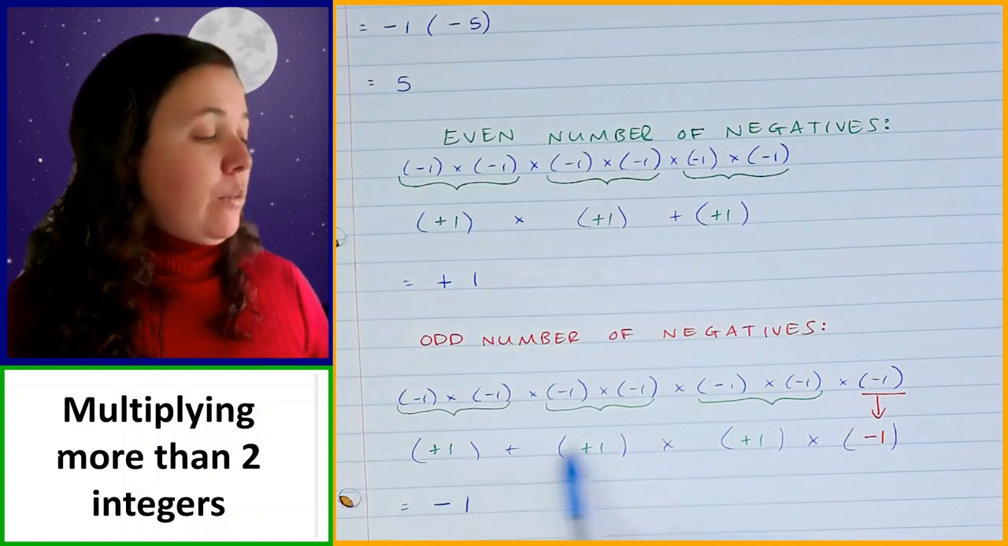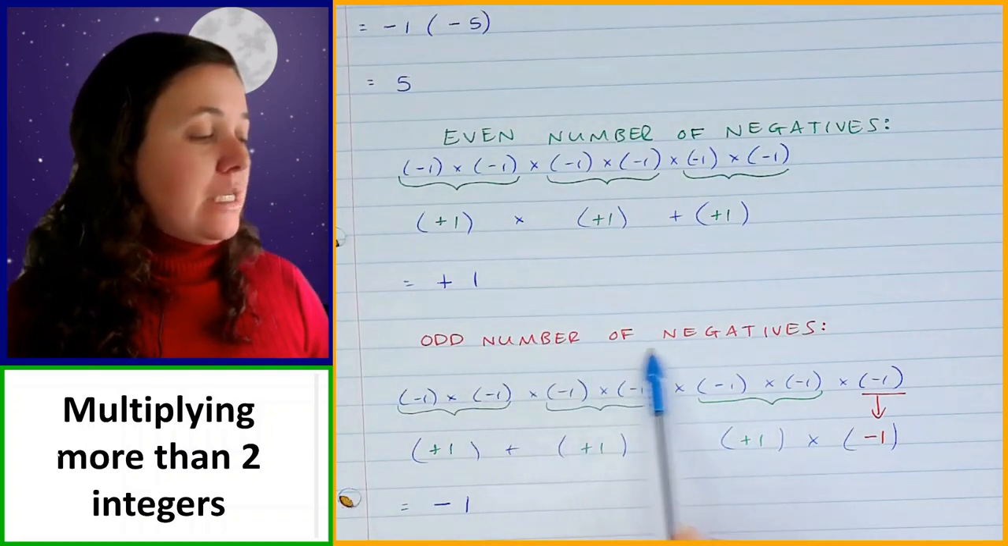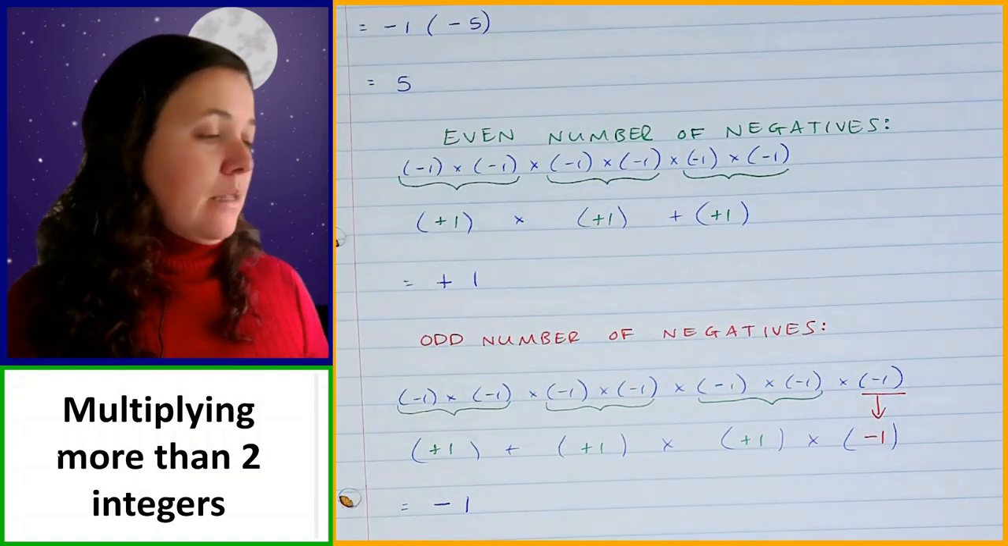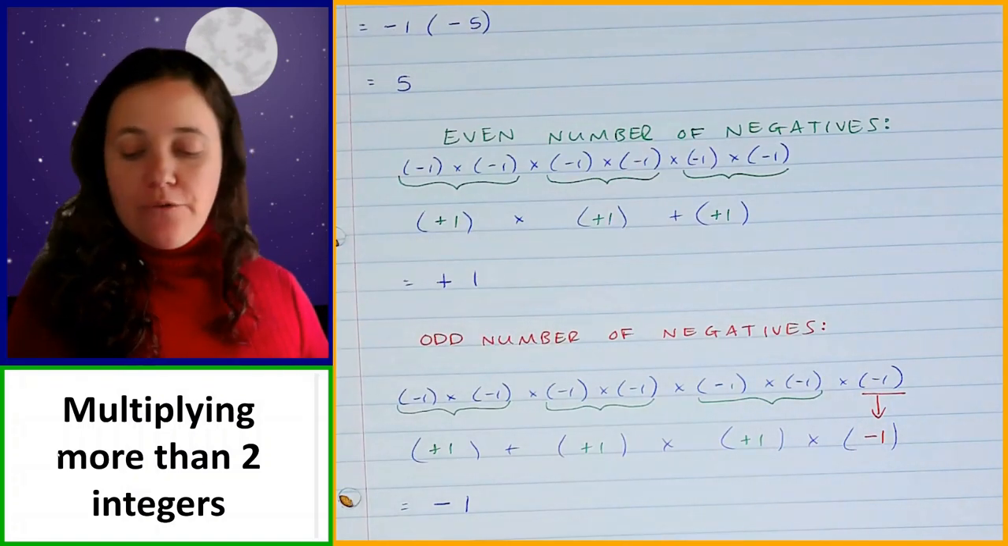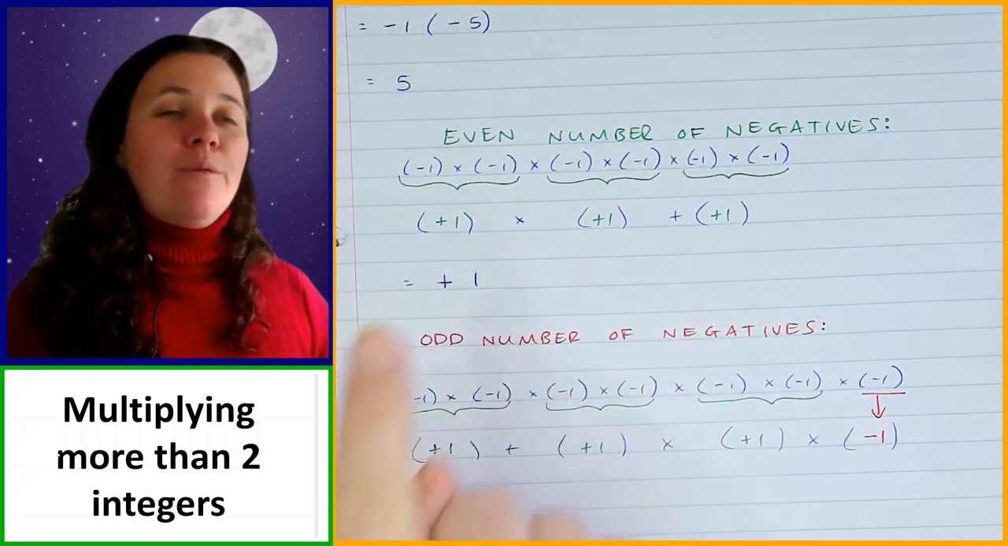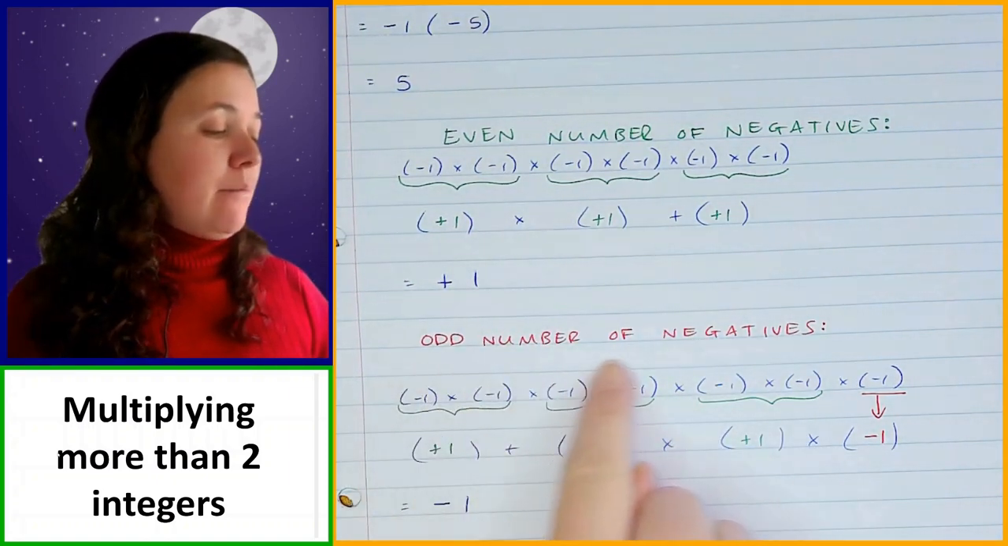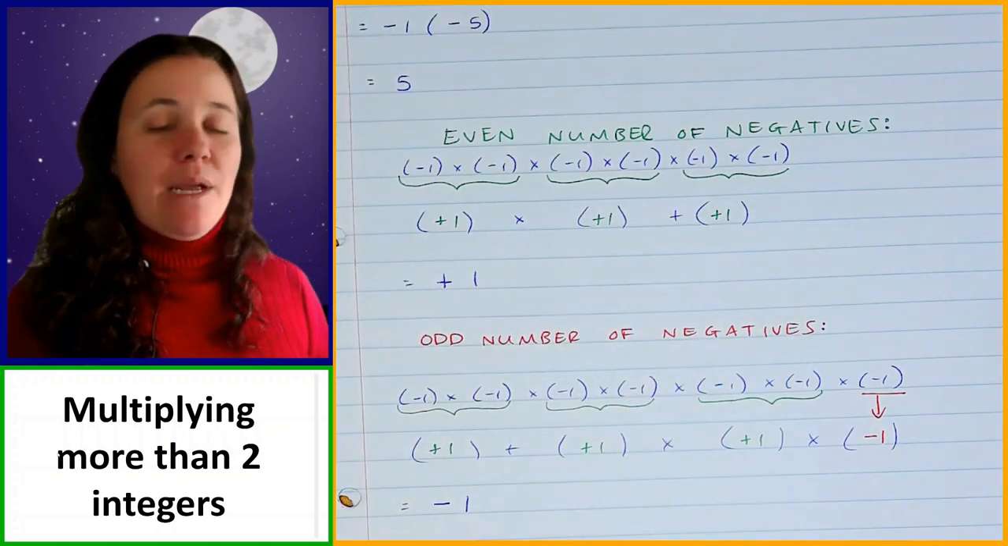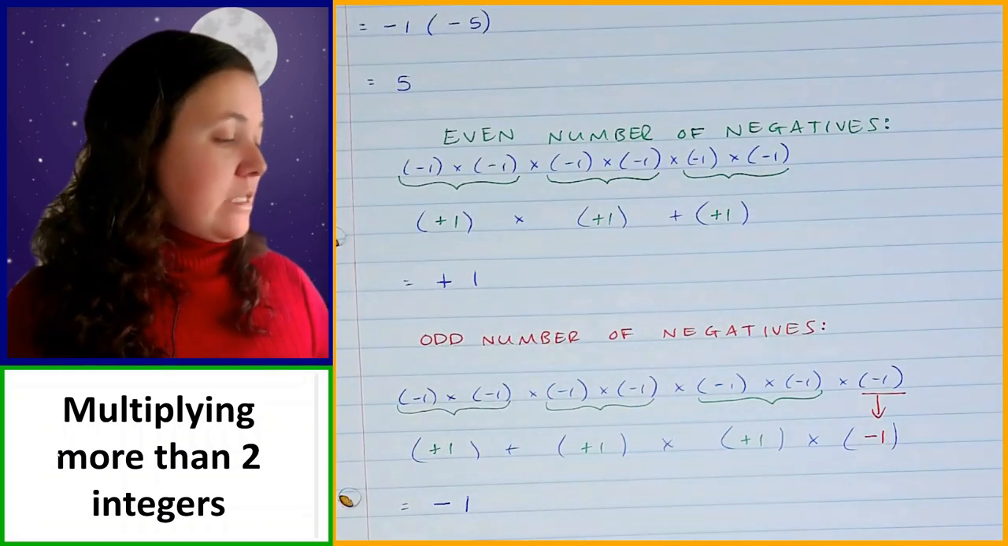Okay, so when we are multiplying an even number of negatives, we end up with a positive answer. When we multiply an odd number of negatives, we end up with a negative answer.